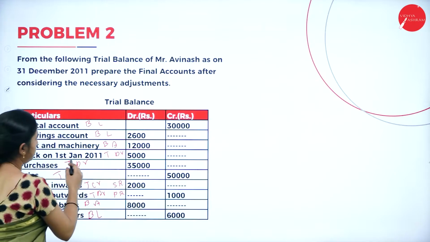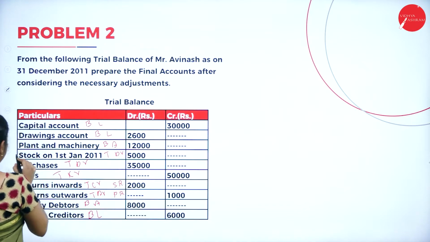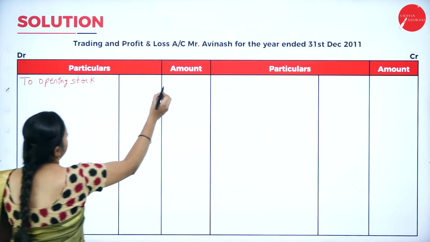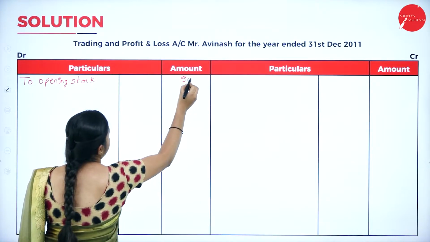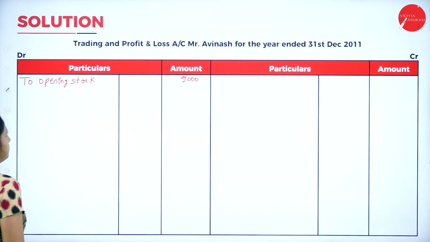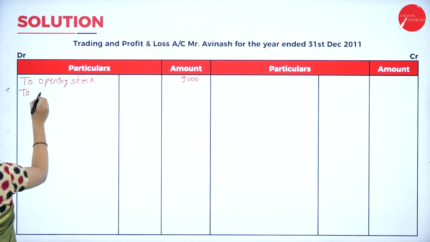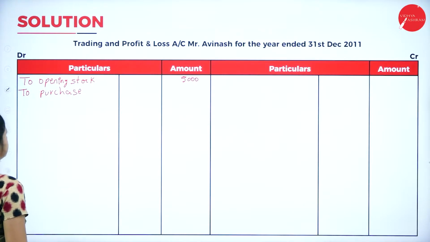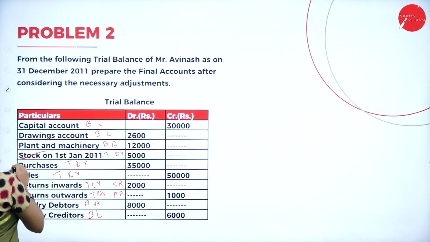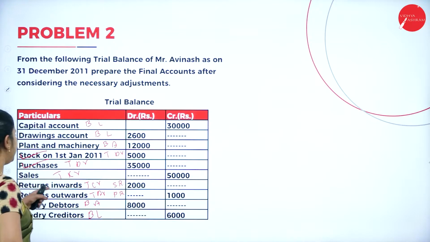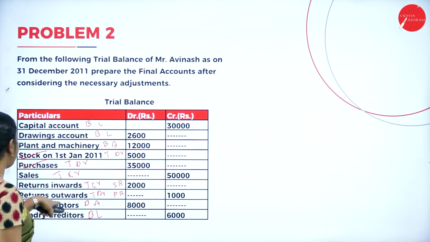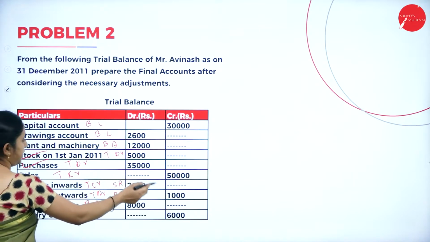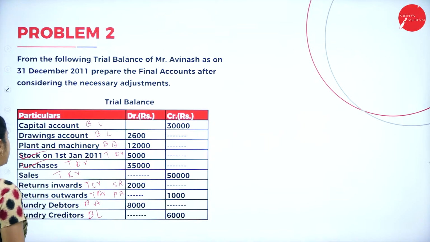Stock on 1st January 2011, that means opening stock 5,000. So tick mark 5,000 opening stock. And next purchase. We have purchase 35,000. Again, while writing a purchase, just verify whether you have a purchase return or not. Yes, we have purchase return 1,000. Purchase rupees 35,000 minus purchase return 1,000.